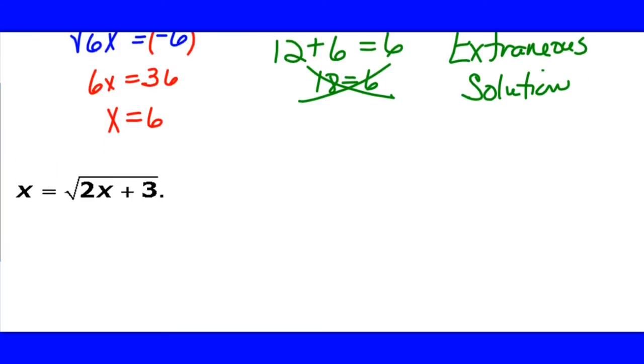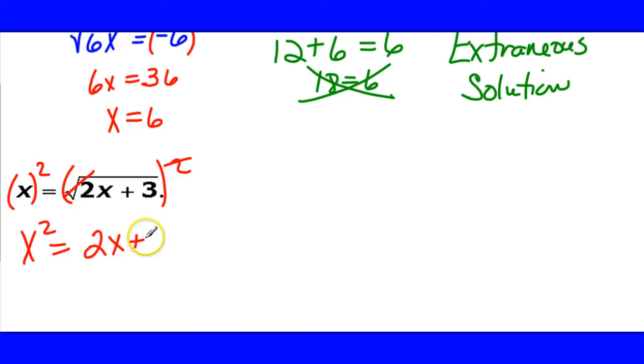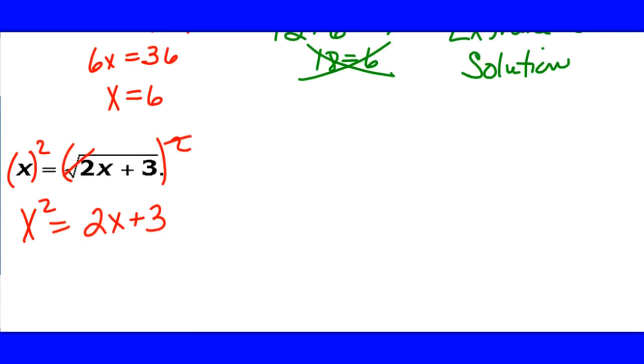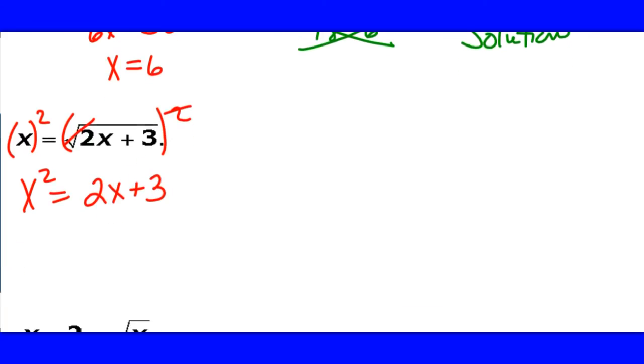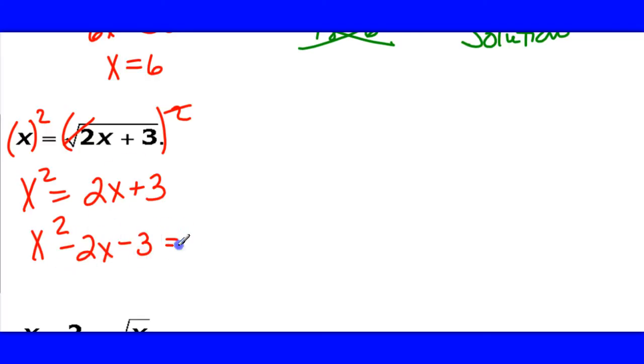All right, let's look at the next one here. I'm going to start out by squaring both sides. That's going to give me x squared is equal to 2x plus 3, as the square root and the square are going to cancel out. I have a quadratic equation now. So I need to solve it using one of the quadratic methods. So I'm going to go ahead and set it equal to 0. Oops, it's minus 2x. I'm going to subtract 2x and 3 from both sides. So x squared minus 2x minus 3 is equal to 0.